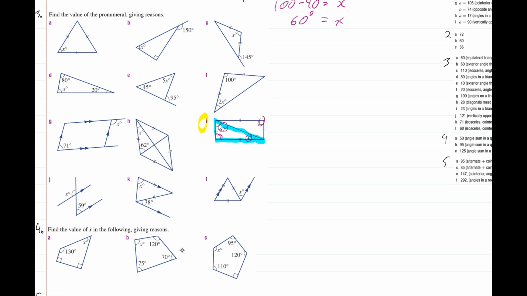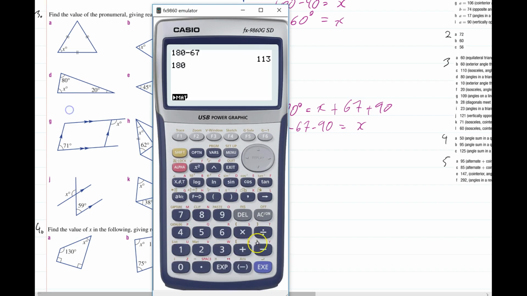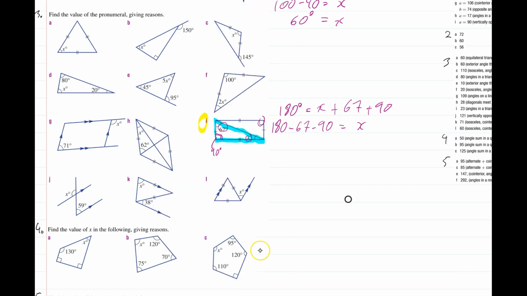Because this one's a right angle. It's a rectangle, so it must be a right angle, and a right angle is 90 degrees. So there we go. I've got 180 degrees for the triangle, which is made up of x plus 67 plus 90. If I want to find x, I do 180, take away 67, take away 90. Let's take a look: 180, take away 67, take away 90 is 23. So x must be 23 degrees.